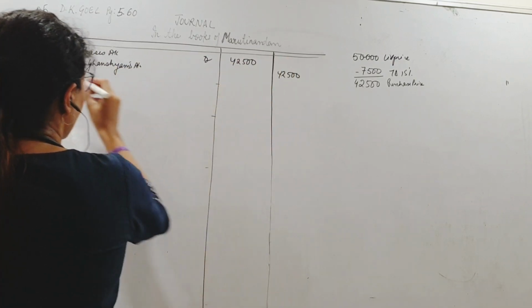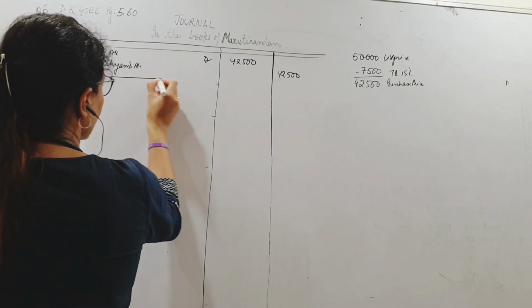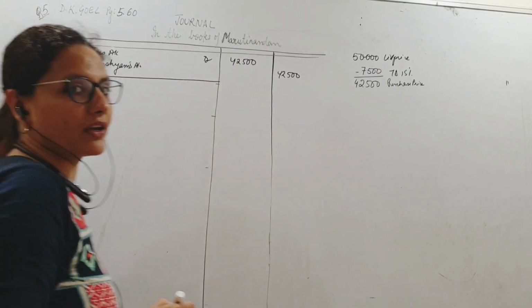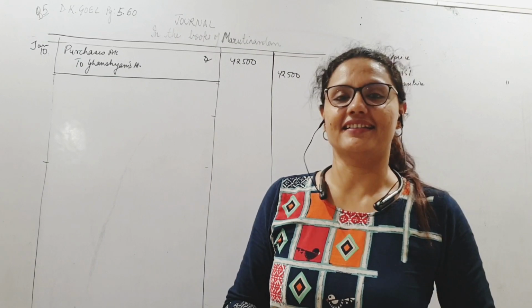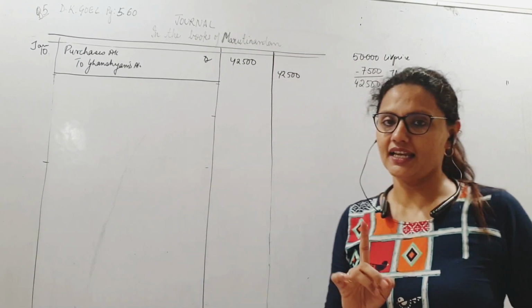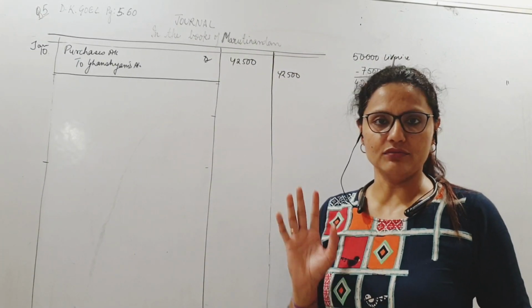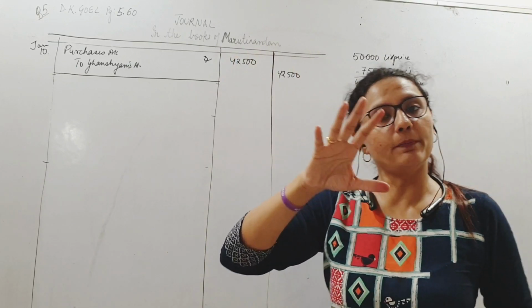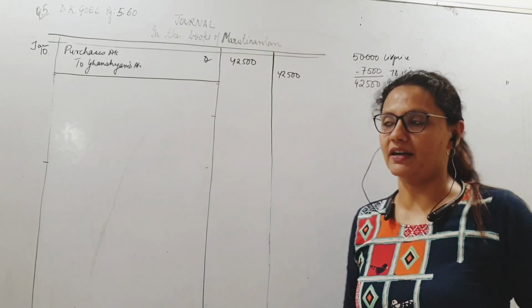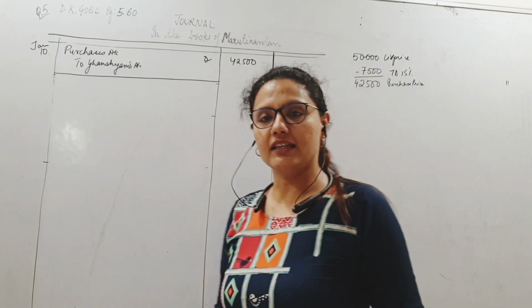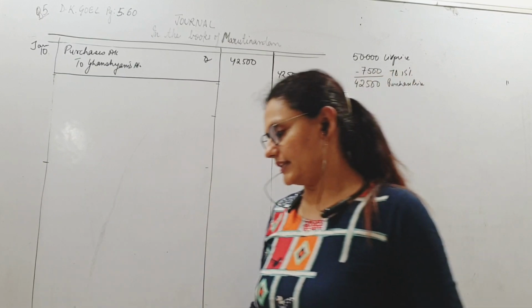42,500. I have not brought into picture any discount account because this is trade discount. This is not cash discount. Okay? For trade discount, we do not open a separate account. We pass the entry on the deducted value, right? You will write the narration being goods purchased on credit.